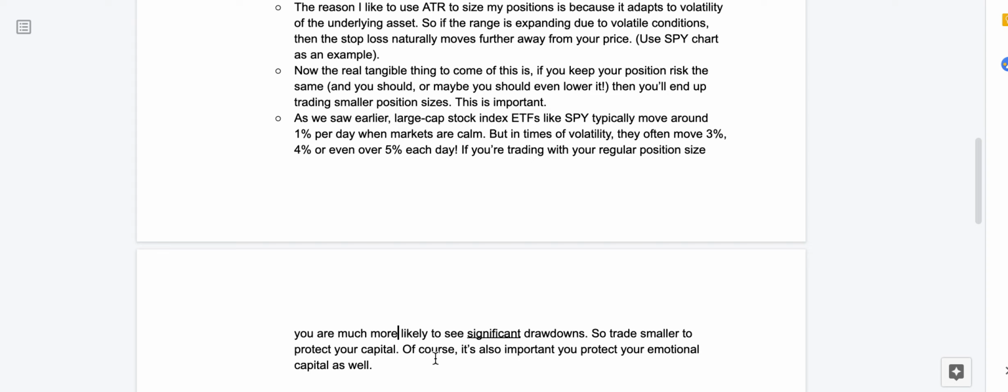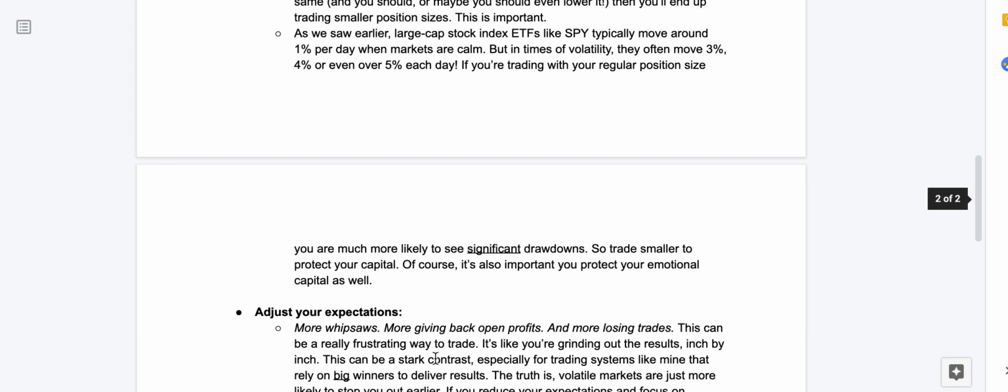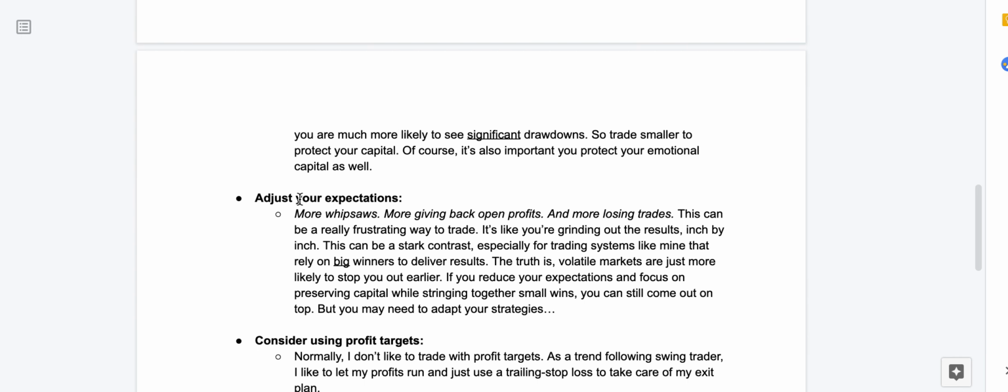It's just a kind of like a paper cut instead of a big slice out of your account. Now, the next thing I want to say along the same lines is, you do really need to adjust your expectations and understand that when you do have volatile markets, you're going to get more whipsaws. You're going to enter a trade and immediately be stopped out. You're going to have more open profits that you're giving back. A trade will go in your favor, and then it will reverse really hard, and you'll give back all of your profits. You also have more losing trades.